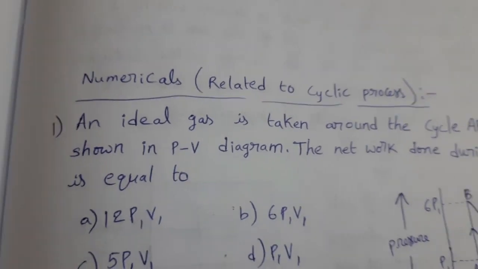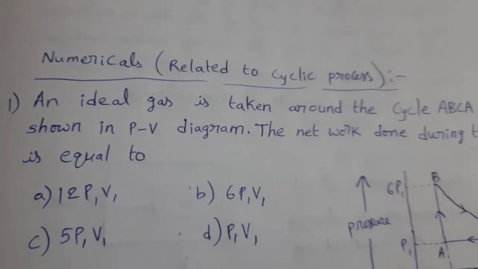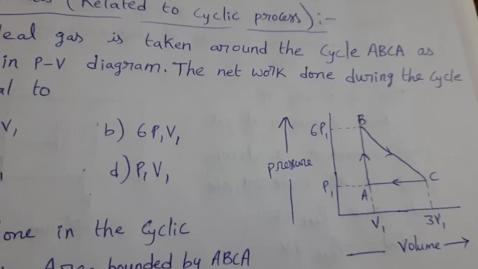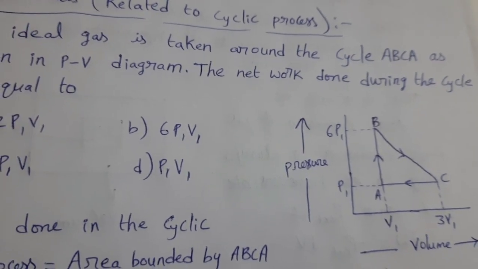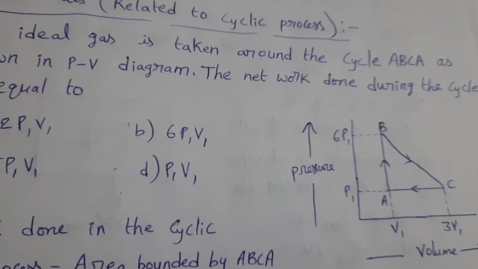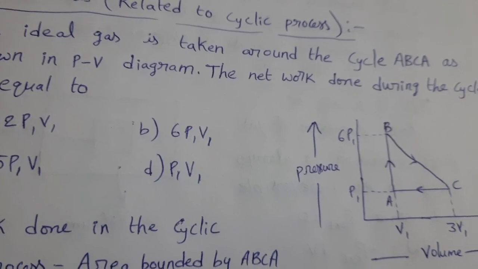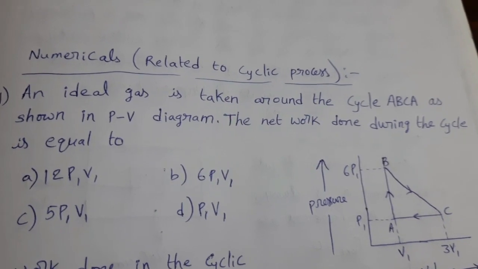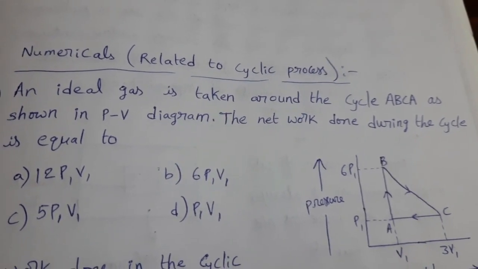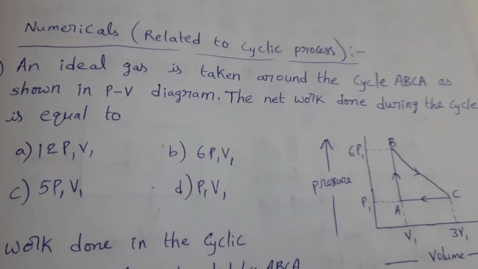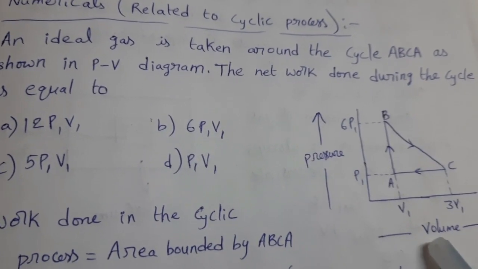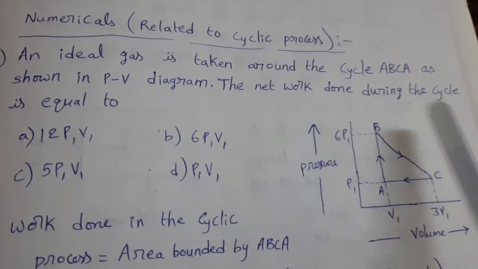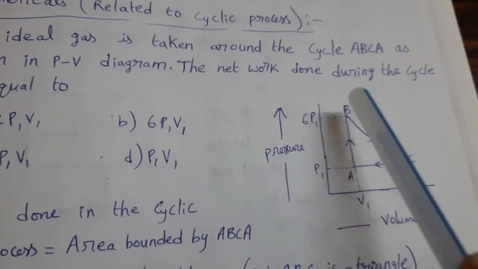Numericals related to cyclic process. Generally students feel difficult by seeing these type of diagrams. So very difficult question, very lengthy process is there. How can we get answer like this? You may fear, but question is very simple. Say this one. An ideal gas is taken around the cycle ABCA as shown in PV diagram, pressure volume diagram. This one, pressure volume diagram. The net work done during the cycle is equal to ABCA.